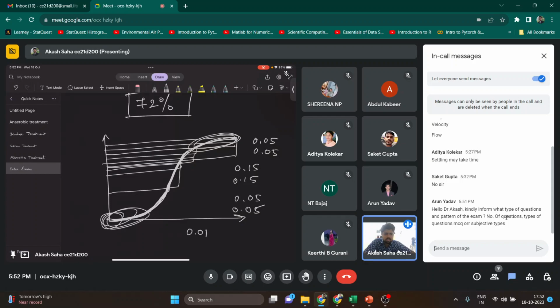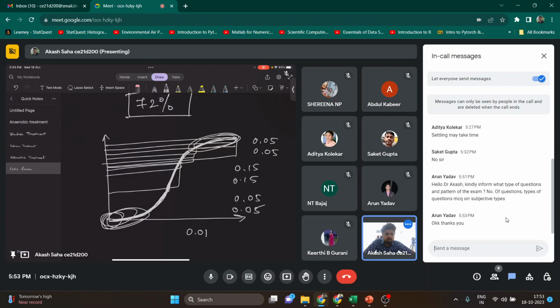But in the exam, always only MCQ questions will be asked, or maybe numerical type problems, very small numericals where you have to give the numerical value of the answer in the space given. Okay. Anybody else who has any doubt in this question?